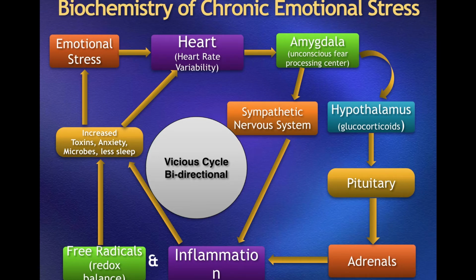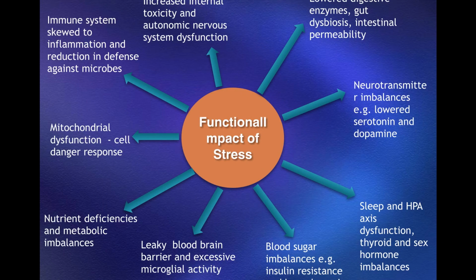The sympathetic nervous system is going to trigger epinephrine, norepinephrine, adrenaline, and over time this is going to lead to all the changes that we see: inflammation, redox imbalances, increased free radical stress, less sleep, toxin buildup, imbalance in digestion. If you look at the impact of stress on a functional level, these are all the things. That could be a picture of chronic fatigue right there. It's everything you see that changes in chronic fatigue syndrome.